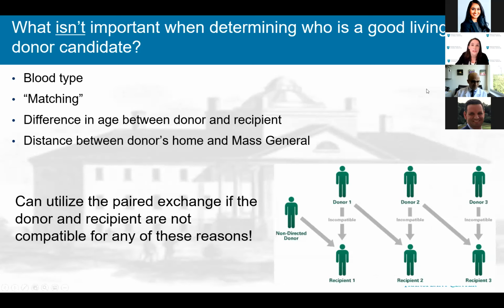So just a brief little overview of the paired exchange. The swaps often start with a non-directed donor, so someone who just says, I want to be a donor for somebody, and doesn't have a particular recipient in mind. And then each of these up and down pairs are incompatible pairs. It could be that donor one is blood type A and recipient one is blood type O. It could be an age difference. So that non-directed donor would give to recipient one, donor one would give to recipient two, and so on and so forth. Most of that, the whole swap, would happen in a short period of time. So it's not that your donor donates and then you have to wait a long time before your transplant would happen.